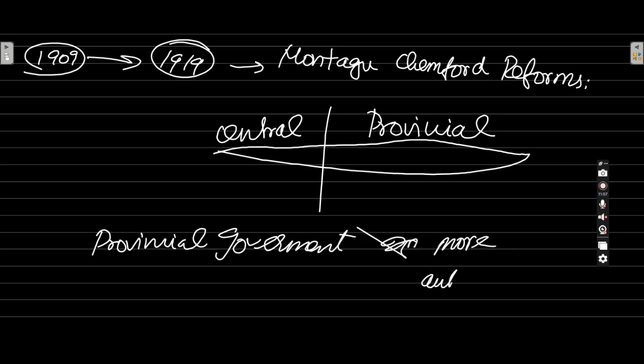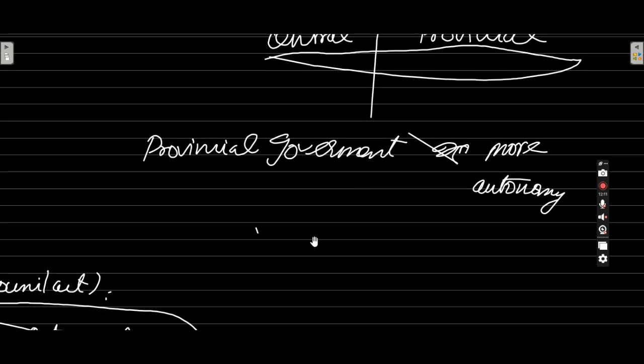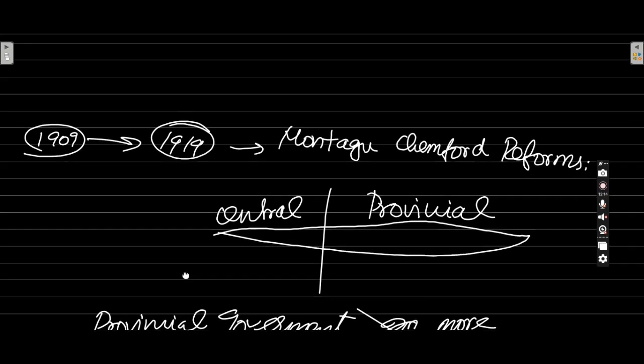More autonomy. So this is one of the most important things of the acts. And also the name change. We need to understand how the 1919 reform, or the act, is called. It is the Government of India Act 1919. So from 1919, it was all changed to Government of India.